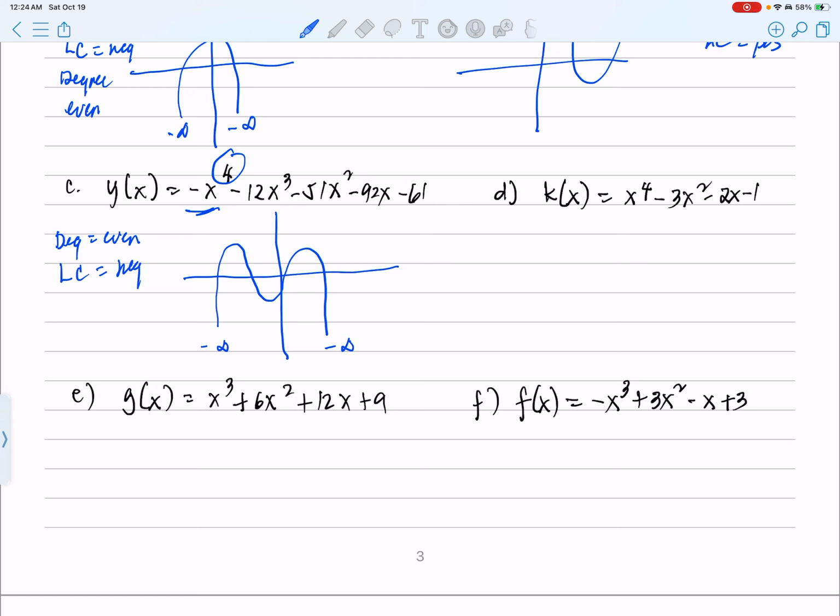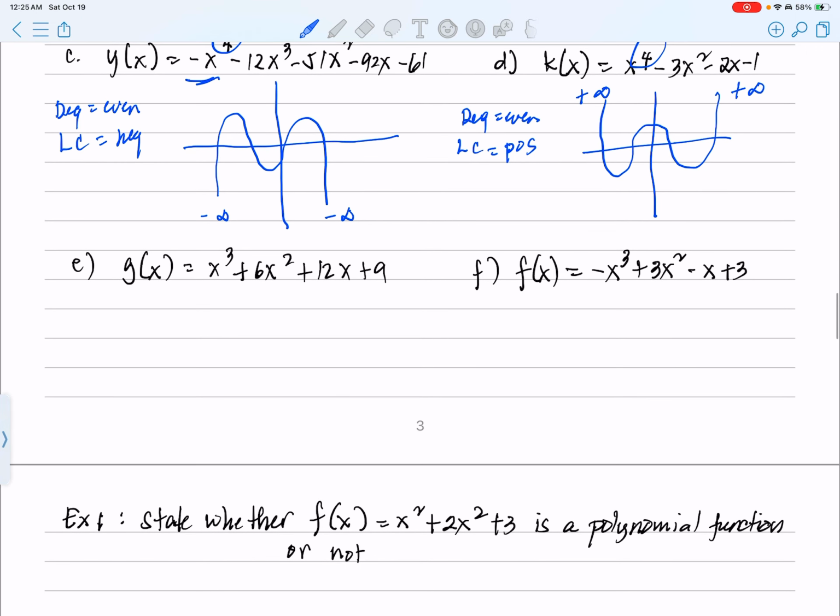Both are facing down. K of x is x to the fourth minus 3x squared minus 2x minus 1. So the degree is even and the leading coefficient is positive. Even and positive, what does it say? Both of them rise, the left side and the right. So the degree is 4, I do 4 turns. 1, 2, 3, 4. So this will be positive infinity facing up.